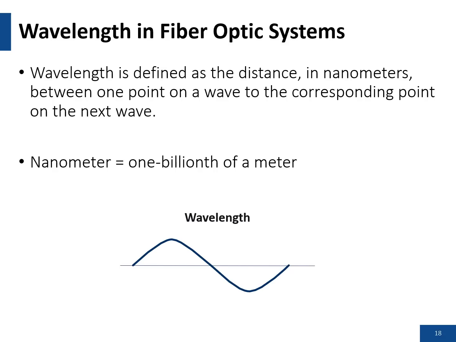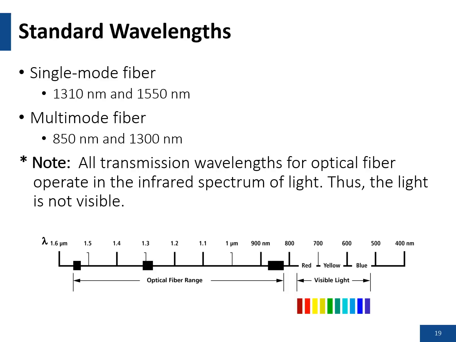So what is a wavelength? A wavelength is basically defined as the distance between one point of a wave to the corresponding point of the next wave. We measure wavelengths in nanometers for optical systems, and that's one billionth of a meter. There are some standard wavelengths for both single mode and multimode. Single mode has optimized operating windows at 1310 nanometers and 1550. Multimode fiber has optimized operating windows at 850 nanometers and 1300.